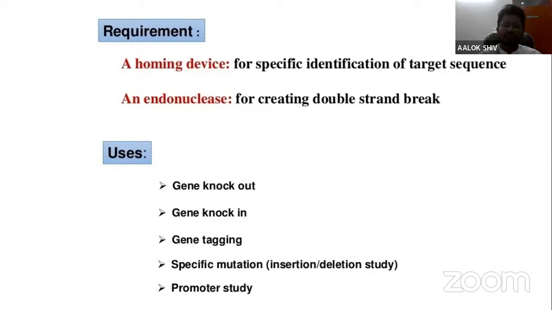Gene knock-in. You can insert a particular gene. Next is gene tagging. You can tag, meaning where in the genome a particular gene is lying, what is the position of this gene, and what is the function of this gene. Okay, so this is gene tagging. You can tag a particular gene in the whole genome, and we can study the insertion and deletion, and also we can identify the promoters.